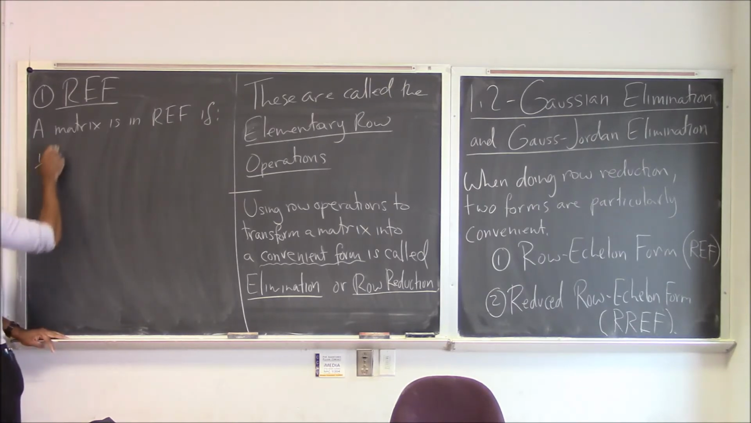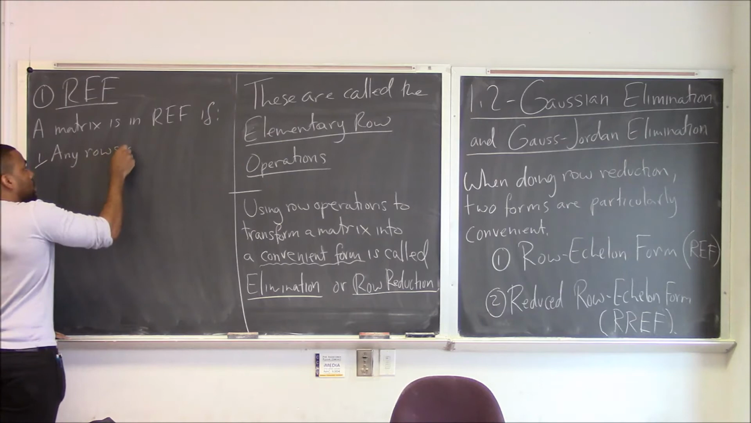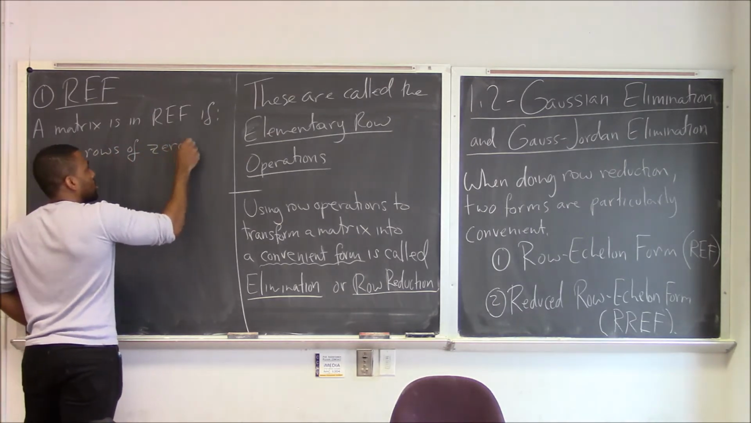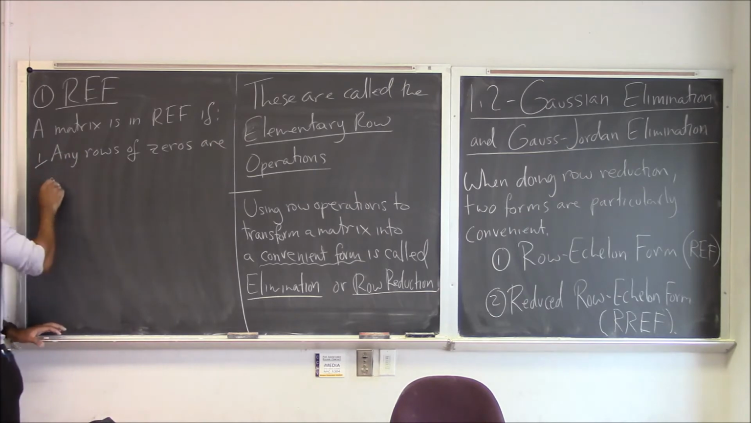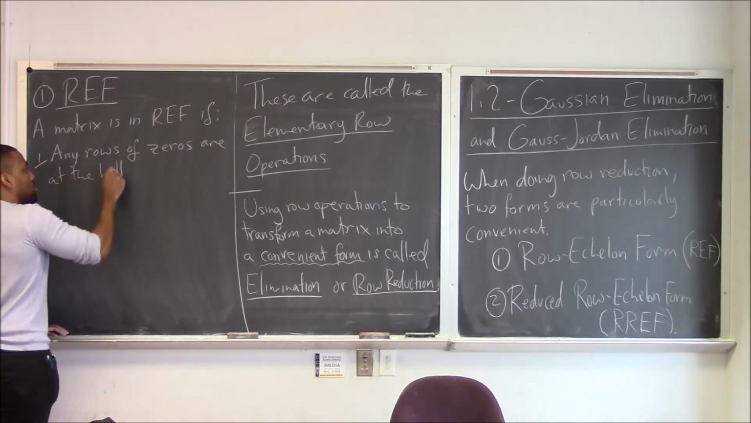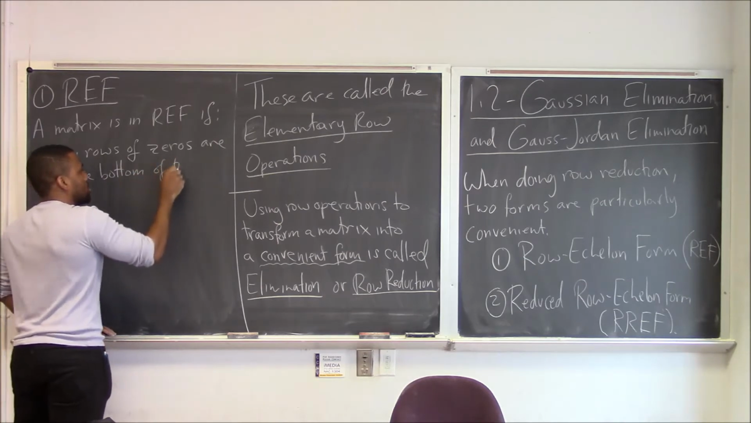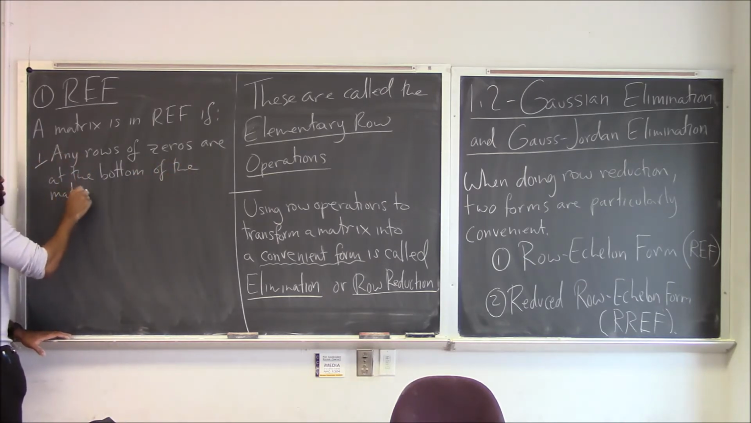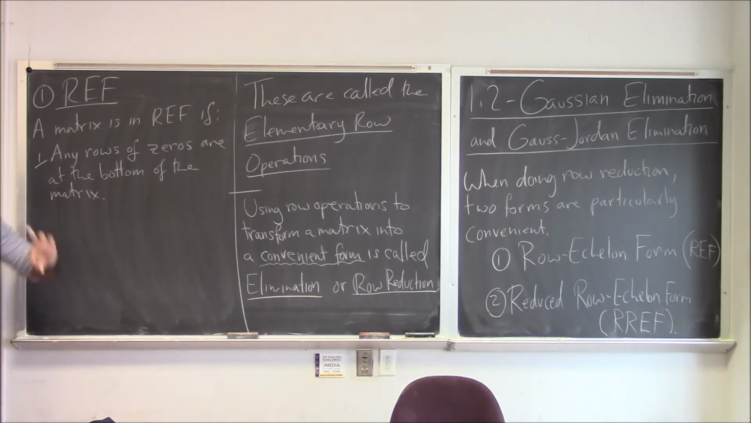One. Any rows of all zeros are at the bottom of the matrix. If you have a row of zeros that's not at the bottom, you can just swap rows until it reaches the bottom. So make sure you move all rows of zeros to the bottom of the matrix. That's because of a back substitution rule. You want to be algorithmic in how you're back substituting, and it makes sense to have all the zeros at the bottom so you can back substitute up the stairs in all the other rows.